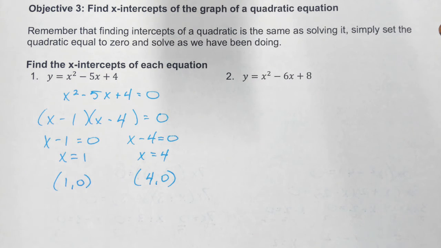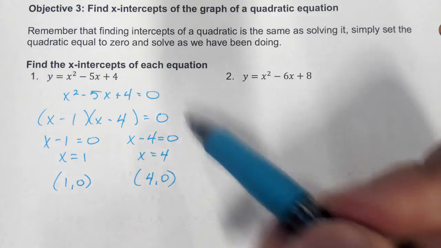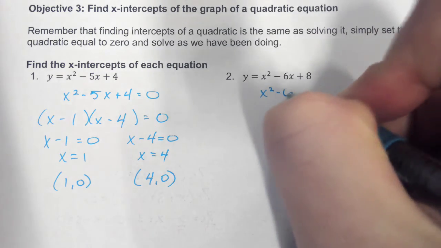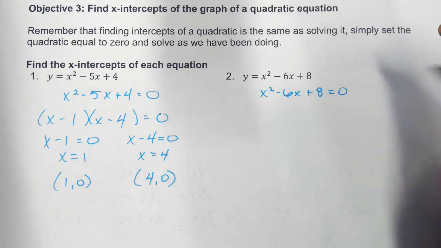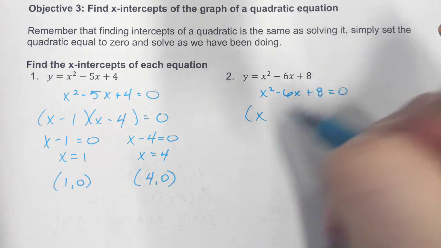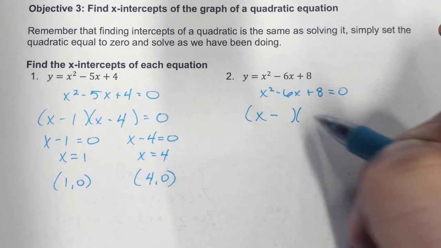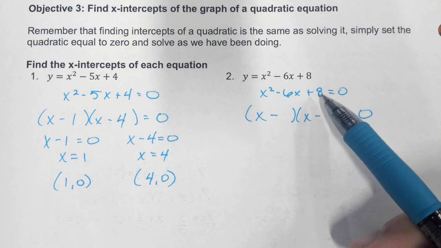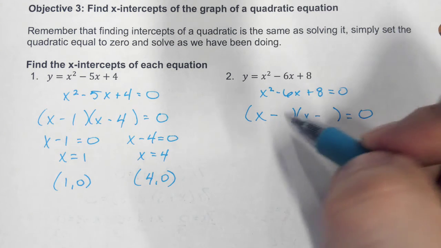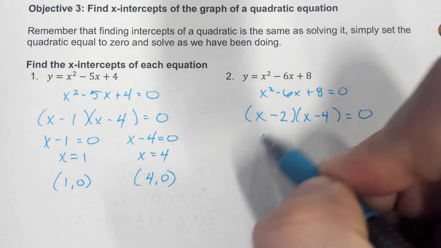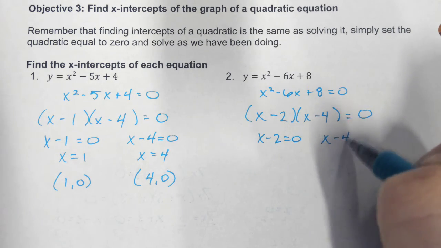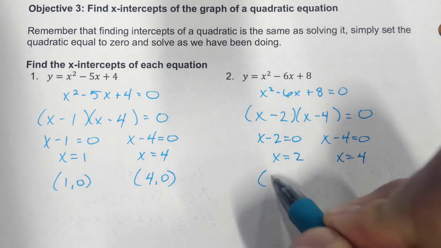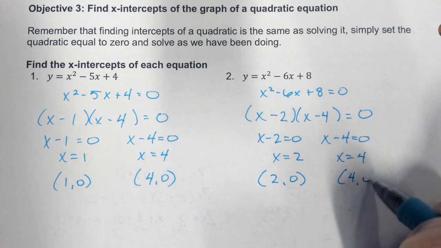So it just takes the x part of the coordinate, and y is 0 because, again, we set the equation equal to 0. Number 2, same thing. Take the quadratic, set it equal to 0. Factor it. My third sign is positive, so I adopt the sign of the second for both. That means I'm going to have 2 negatives in my parentheses. The factors of 8 that add to 6 are 2 and 4. Take each factor individually, set them equal to 0. So x would equal 2 and 4. So as coordinates, that's 2, 0 and 4, 0.